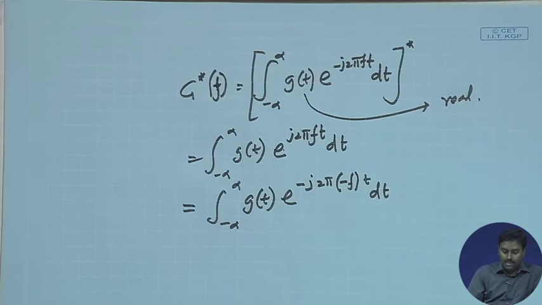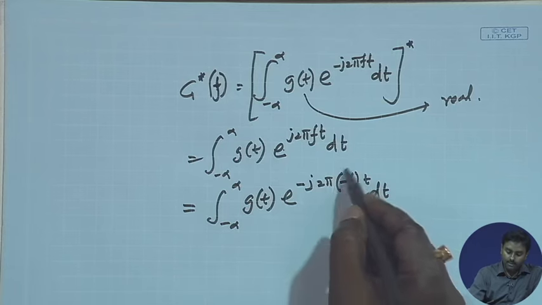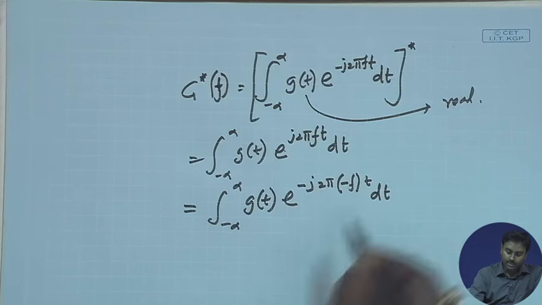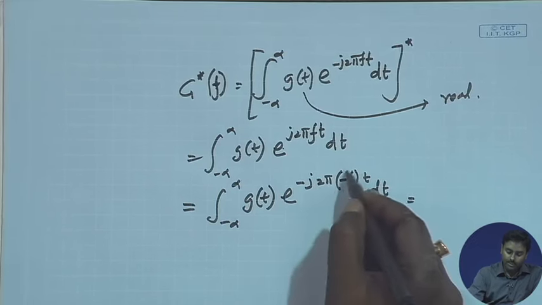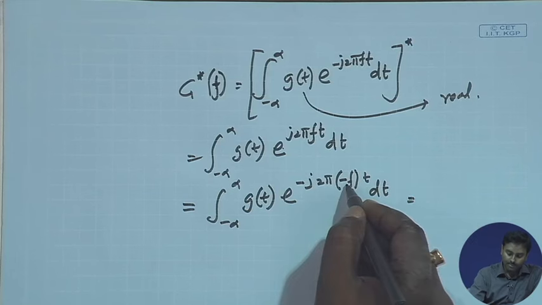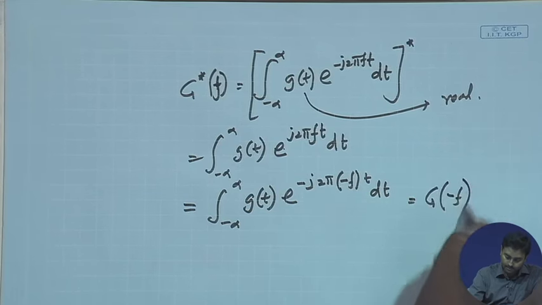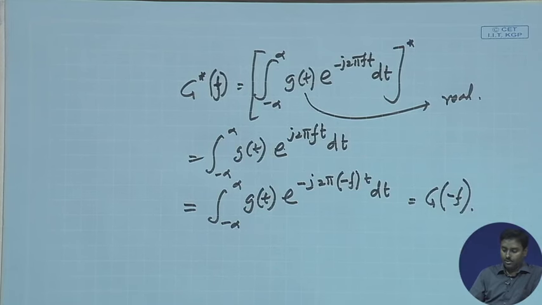Now, this is almost like a Fourier transform, g(t) into e to the power minus j 2 pi something into t dt. If it was f, it would have been G(f), but because it is minus f, this must be G(minus f). So, it is giving a result similar to the Fourier series. There, the complex conjugate of d plus n gives d minus n, and the same thing is happening here. For a particular frequency f, if I take the complex conjugate of G(f), I get G(minus f).